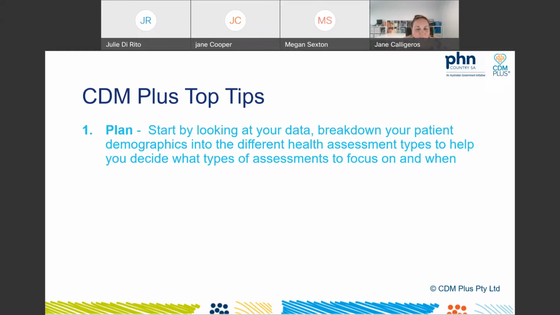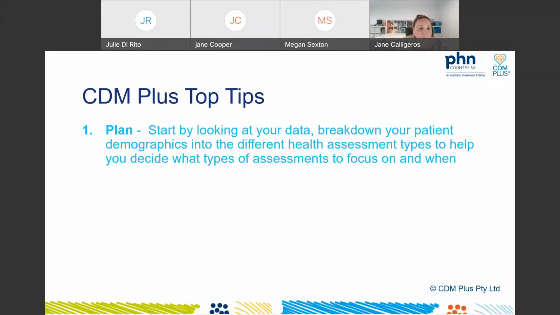So looking at your patient demographics, what does that look like? How many patients are over the age of 75? How many patients identify as Aboriginal and Torres Strait Islander? Does your clinic service any residential aged care facilities? How are we going to try and target specific groups?